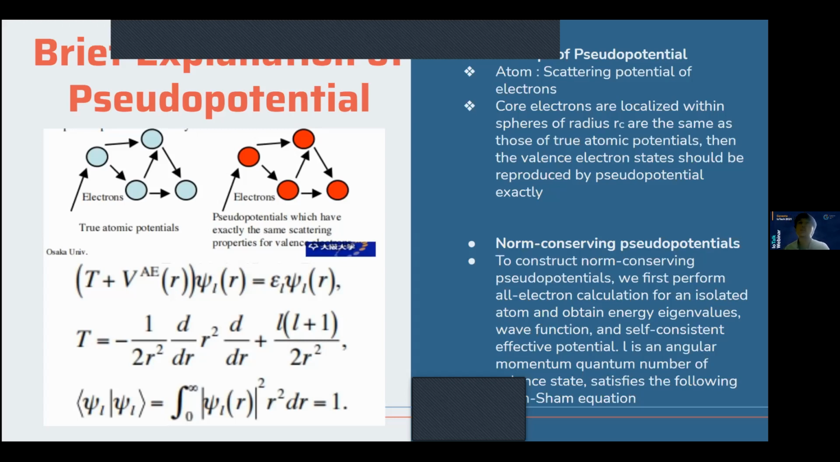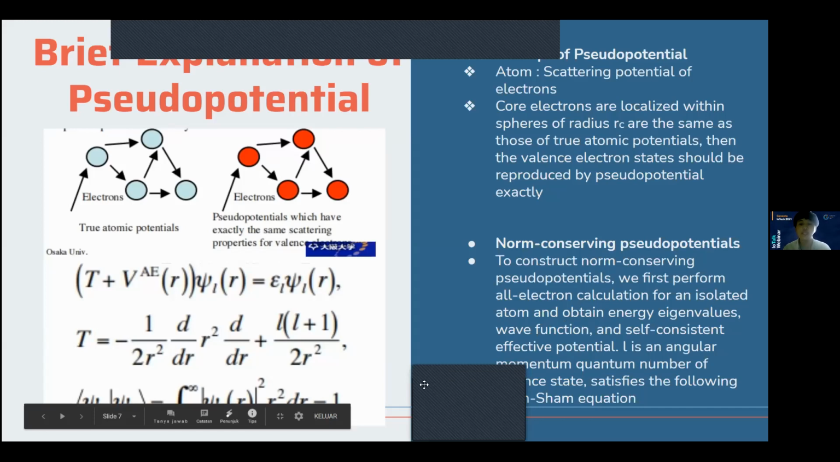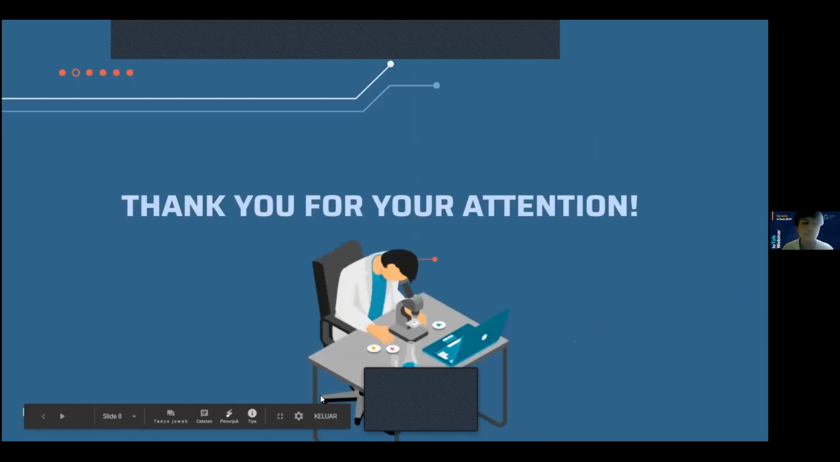And it's like other quantum mechanics, where we should search the energy eigenvalue by using the Schrödinger equation, but this time it's a many-body problem, so we use Kohn-Sham. So to construct a norm-conserving pseudopotential, we first perform an all-electron calculation for an isolated atom and obtain energy eigenvalues, wave functions, and the self-consistent effective potential. And you could see there is an L variable, which is the angular momentum number of the valence state, and it satisfies the Kohn-Sham equation as I already told you.